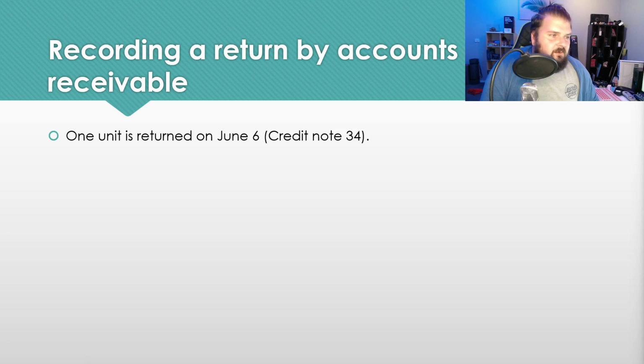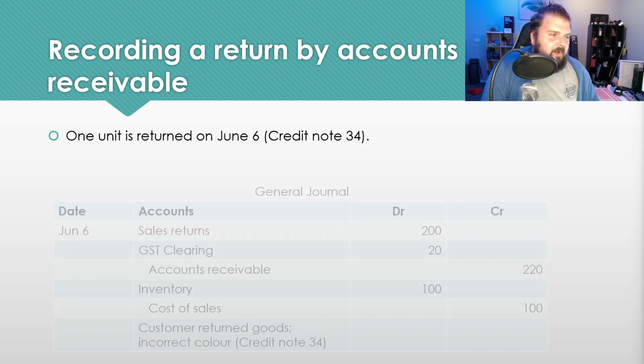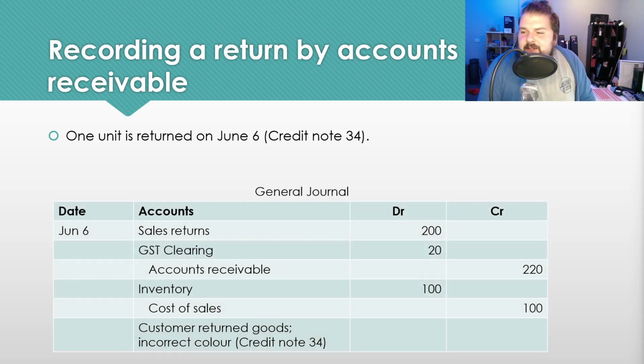Now, once again, there's been a return that's occurred. So in this case, 1 unit has been returned. And what we do is actually the exact opposite of our credit sale. The only difference is instead of debiting our sales, we debit sales returns.